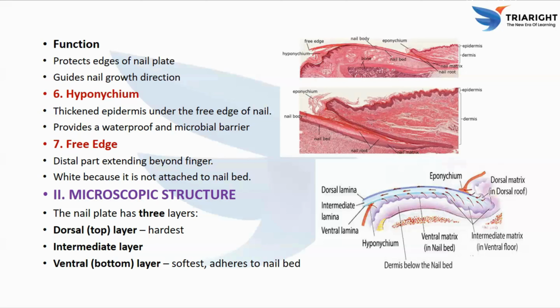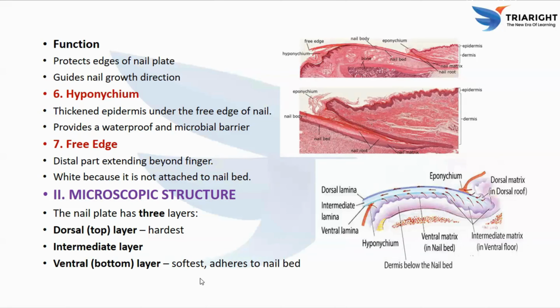A dorsal layer, a top layer, intermediate layer and ventral bottom layer. You can clearly see in this picture the dorsal lamella, ventral lamella, and also the intermediate matrix. So what does this dorsal layer do? It is the uppermost layer and it is the hardest layer. It has resistance properties.